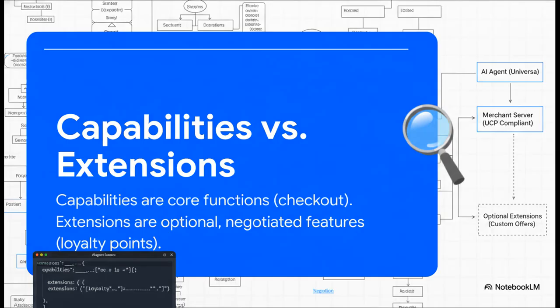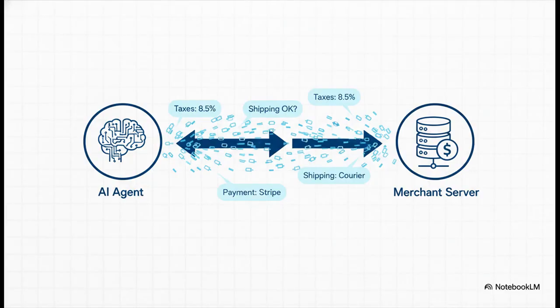And this brings us to a really crucial distinction, the difference between capabilities and extensions. Capabilities are the standard, core functions that every agent already understands, like checkout. But extensions, those are optional, custom features a merchant might offer, like a special loyalty program. This modular design is so key because it allows for universal standards while still letting businesses offer their own unique features.